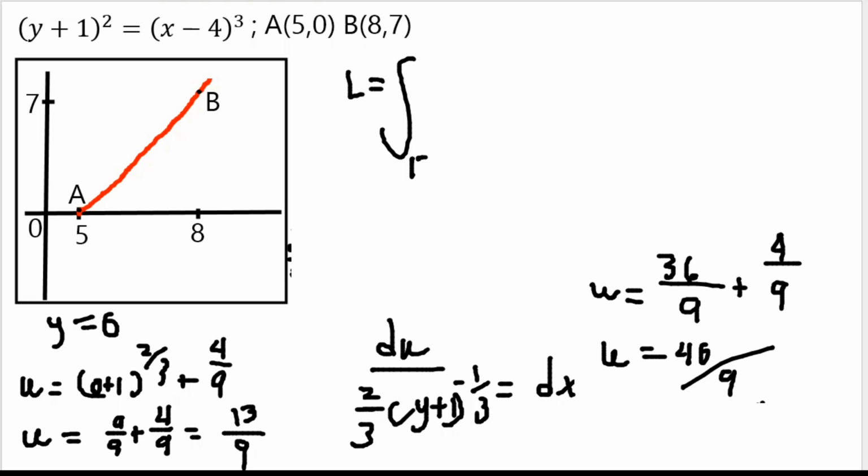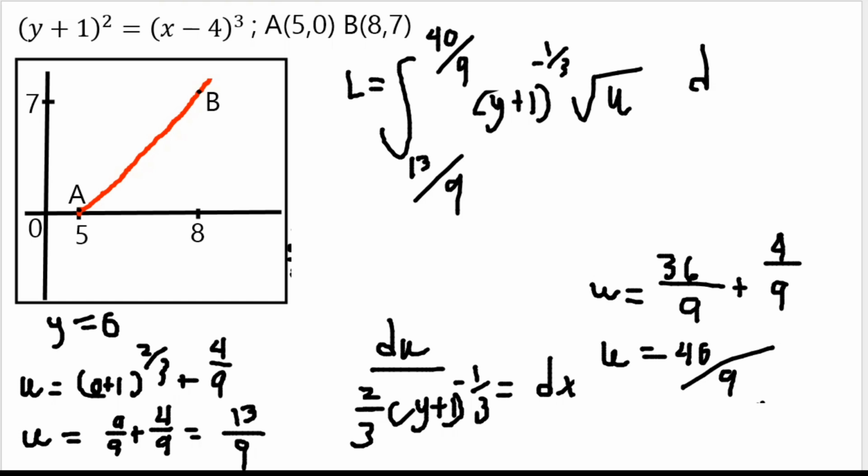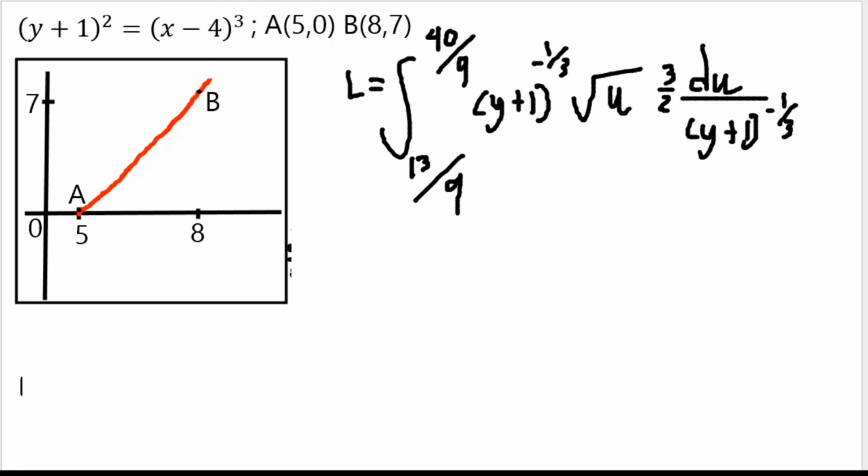So now we calculated everything, the new values of u, and we can just plug it here. So we got 13/9 and then 40/9. And then we still have the (y + 1)^(-1/3) from earlier. And our radical sign is going to be u. We just write it in this form now, so it's going to become easy to evaluate.